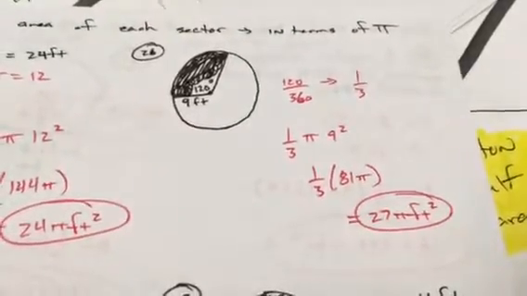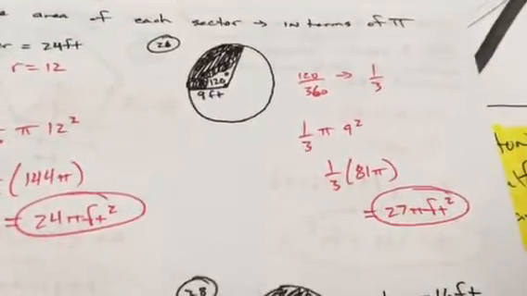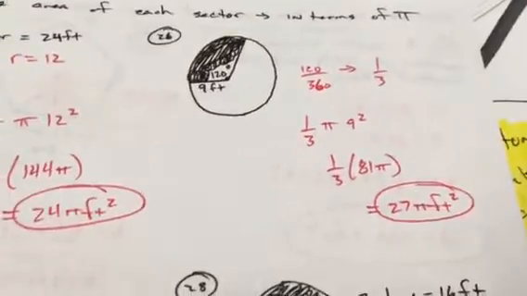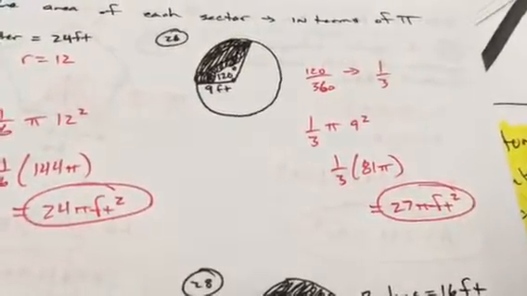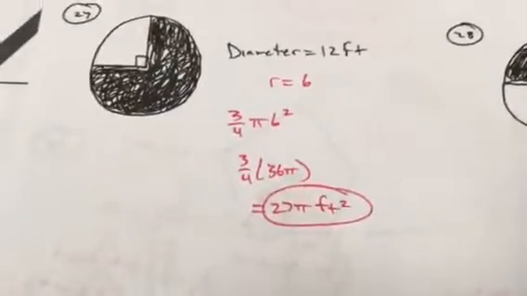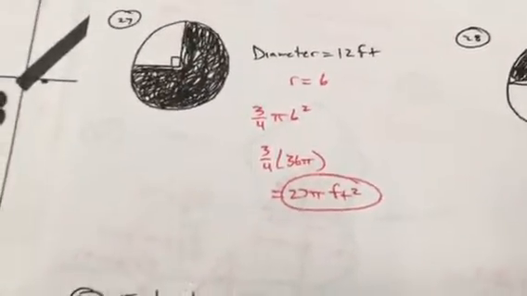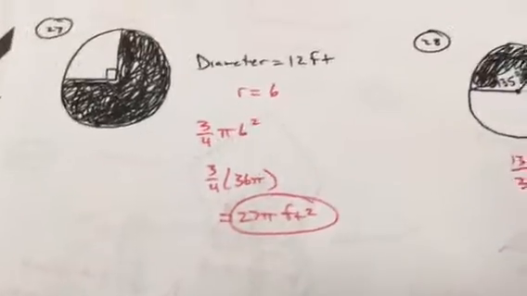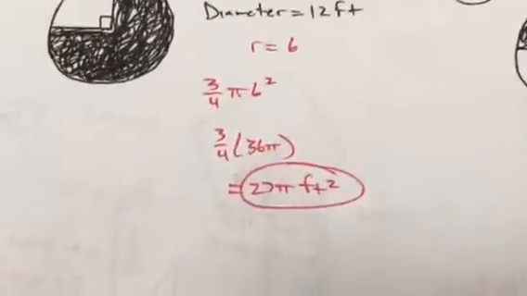Here, 120 over 360 is 1/3 of pi. I give you the radius there, 81 squared. 1/3 of 81 is 81 divided by 3, 27. Just attach pi. The diameter is 12, the radius is 6. 3/4 of it is covered. I know that 90 is given, but that's in white. 3/4 of 36 pi is 27 pi.